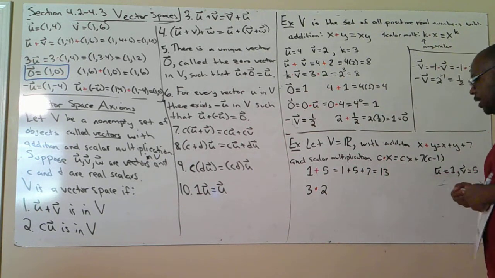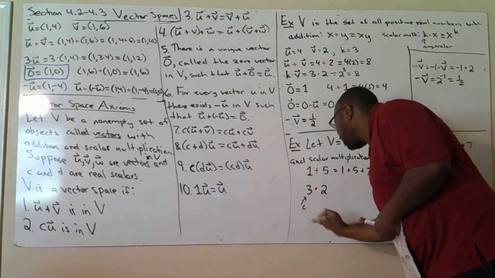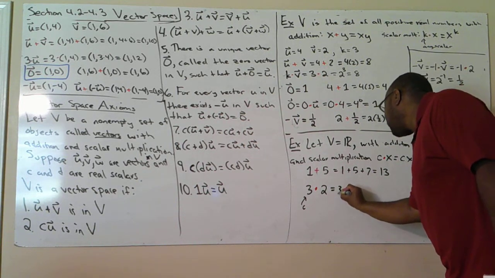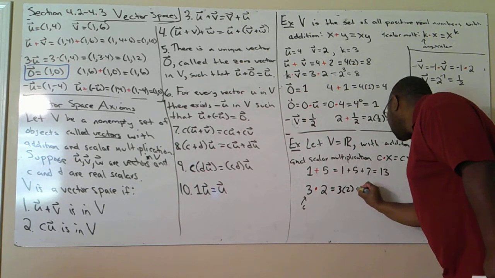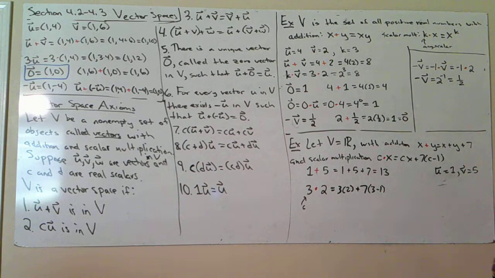Okay. 3 times 2. So I'm doing scalar multiplication. So this is my C. Okay, this is my C. What I'm using here. So let's work it out using this scalar multiplication. I get 3 times 2 plus 7 times 3 minus 1. Did I do that right? I think so. 3 times 2 plus 7 times 3 minus 1. What do I get when I do that?